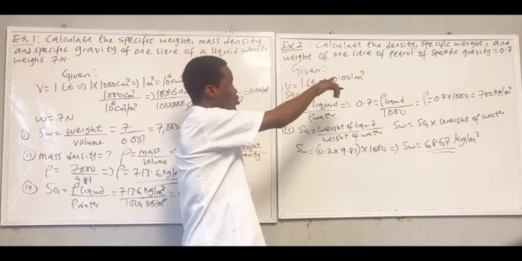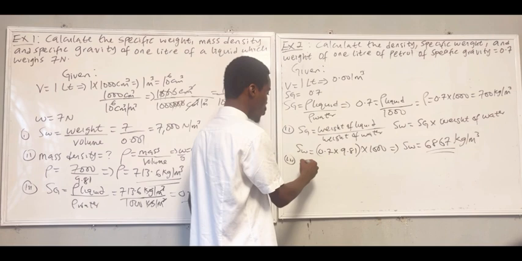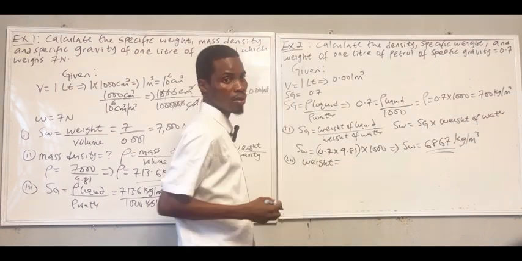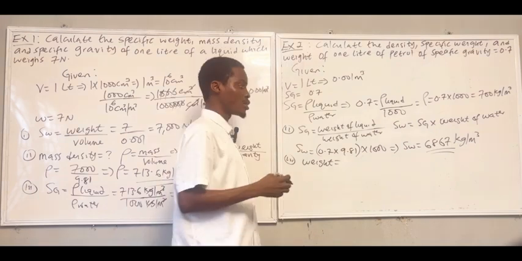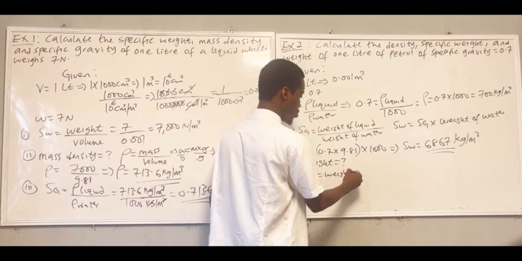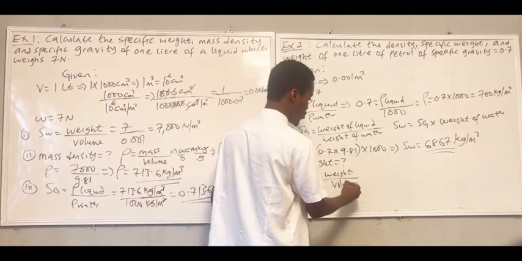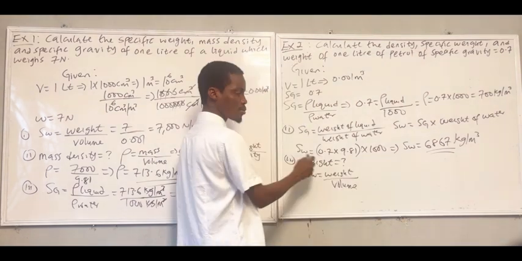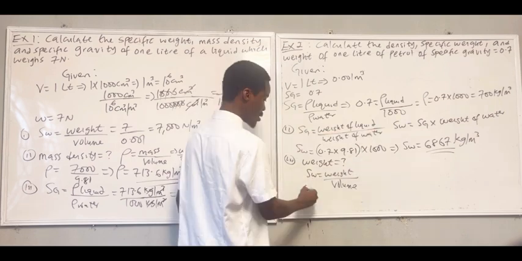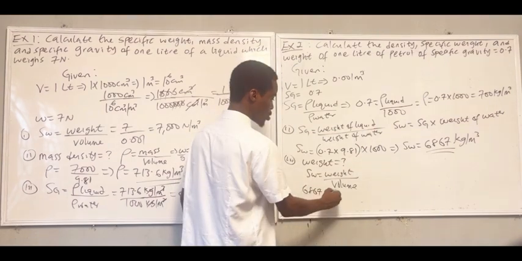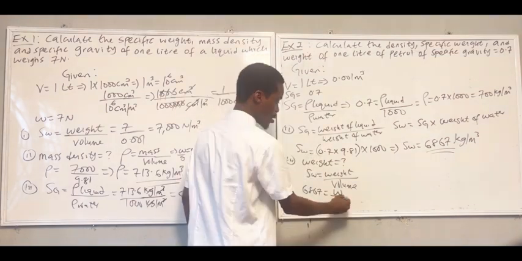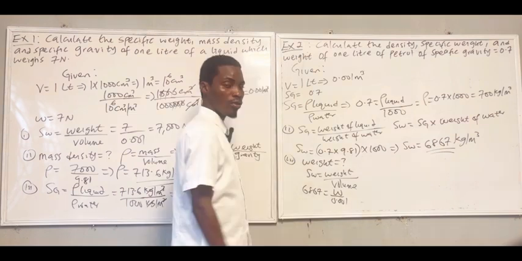So next is to find the weight of the volume. For us to calculate the weight, what's the formula for weight? Specific weight is weight all over volume. We don't have the weight, so our specific weight is weight all over volume, and we have to find this weight. So it means weight is going to come out. What's our specific weight already? We have 6867. It's equal to weight all over volume. What's our volume? Our volume is 0.001.